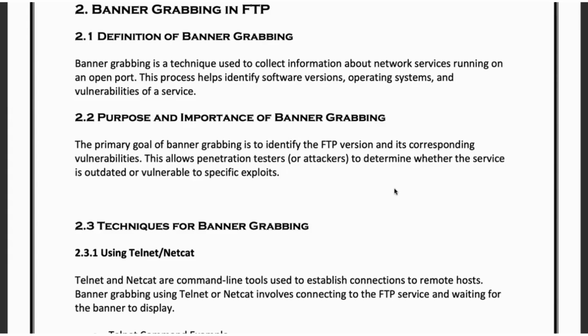We need to identify the FTP version and its vulnerabilities, because on the FTP port, some services are installed, right? When I run Nmap on my Meta 2 or Meta 3, we see that different services are running. In Meta 2, the VSFTPD service is running, and in Meta 3, we have ProFTPD. If you look at the versions, in Meta 2 we have VSFTPD 2.3.4, and in Meta 3 we have ProFTPD 1.3.5. These are the different versions we have in FTP.